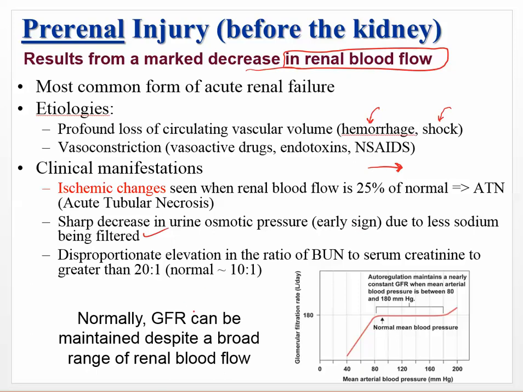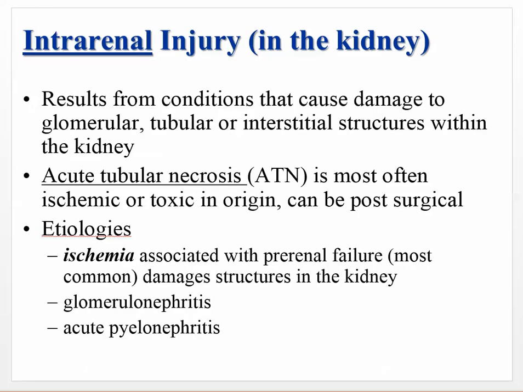All right. So normally GFR is maintained despite a broad range of renal flow. So you usually have control, but if you've reduced blood flow too much, then your GFR can be affected as well. Okay, so intrarenal, inside, so results from conditions that cause damage to glomerular, so that includes the glomerulus, the tubules, the renal tubules, interstitial, so outside the other structures around the tubules, anything within the kidney. That's all we're talking about here.